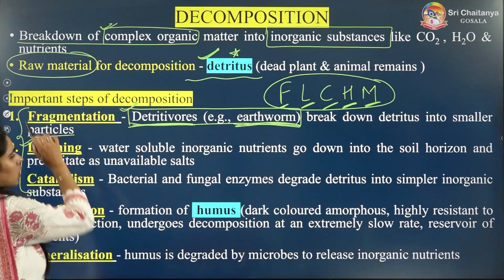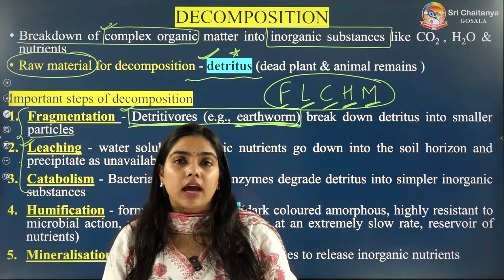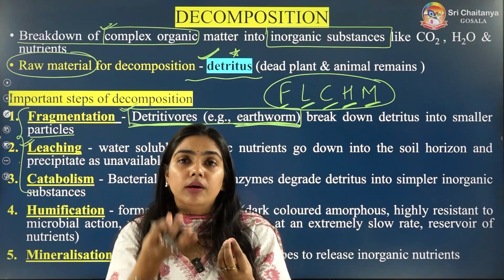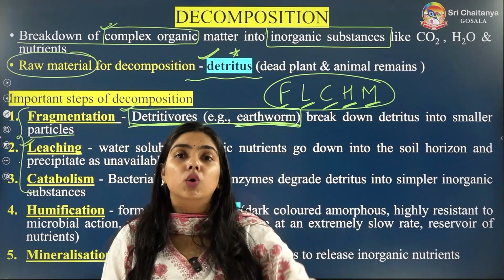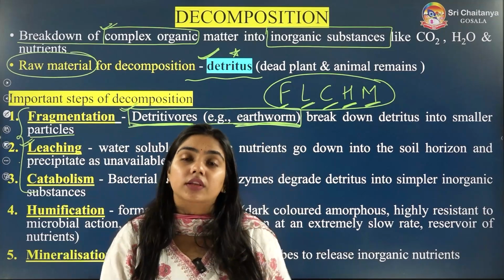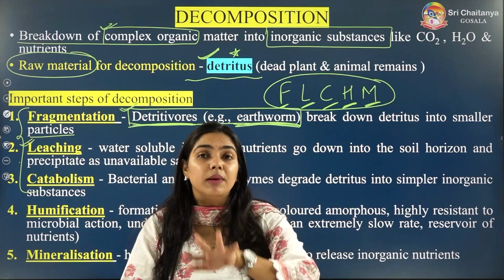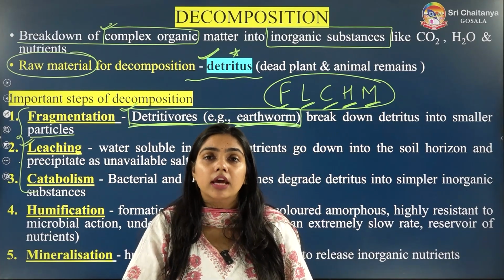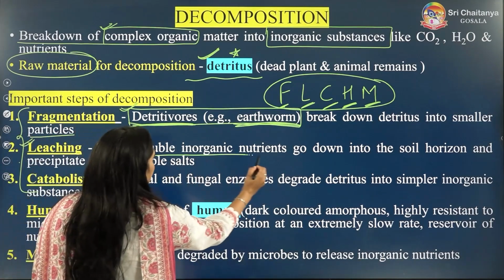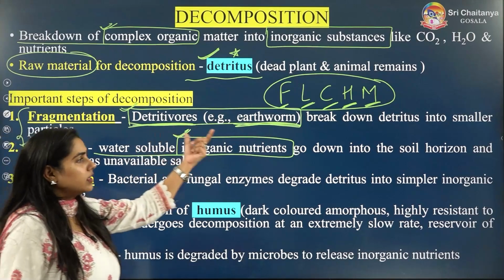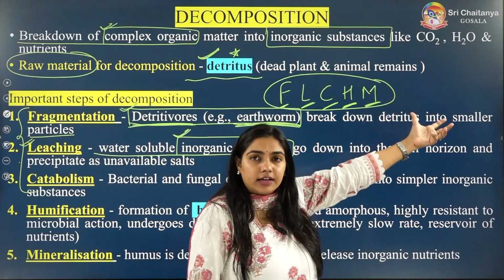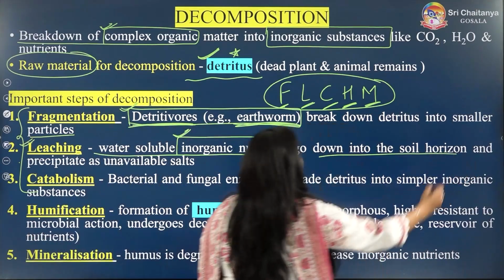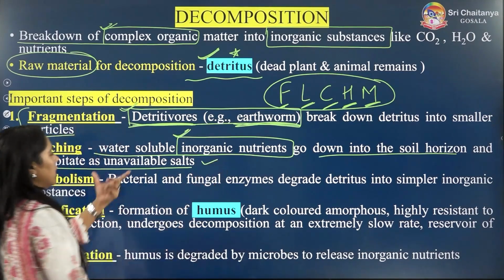Now leaching. After fragmentation, during the fragmentation process itself, some soluble compounds will go down into the soil horizon along with the water, along with the rain. And when they go down, they will become precipitated and unavailable for plant use. So leaching is the process where water-soluble inorganic nutrients from the small particles of detritus go down into the soil horizon and precipitate as unavailable salts.